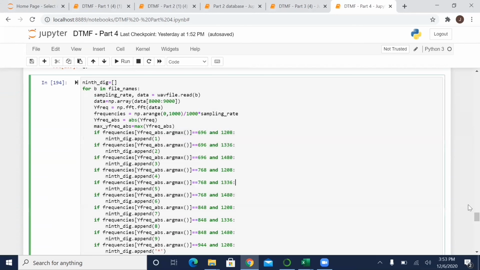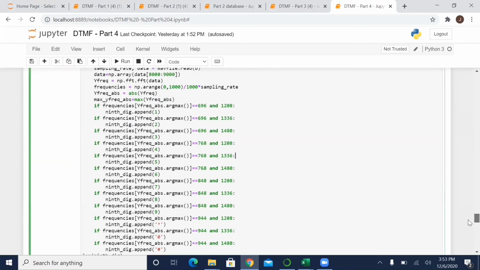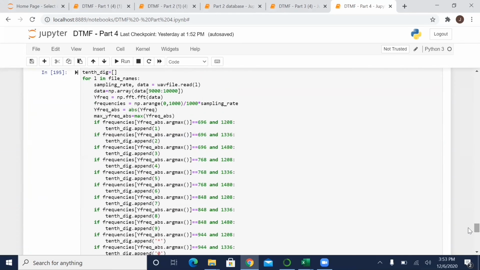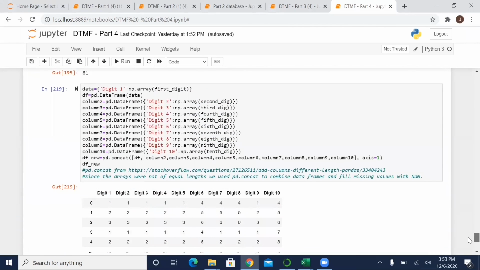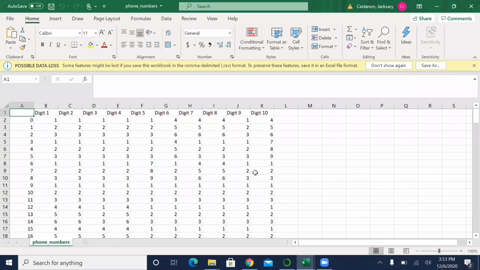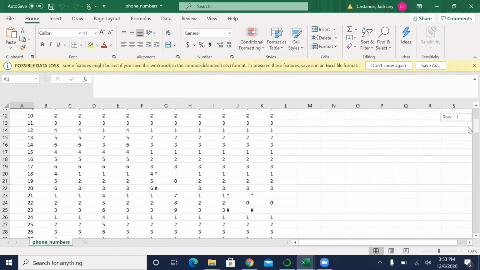The only issue we noticed is that the lengths for certain digits were not equal. For example, we would get 114 values returned for the third digit list, but only 81 for the seventh digit list. At this point, we were not able to find what was wrong with our code. We decided to make the data frame, where any missing values would be given NaN. Then we turned that into an Excel file, as can be seen here.